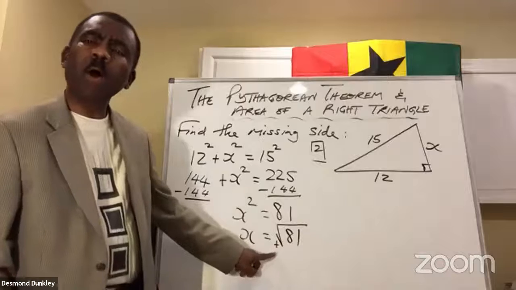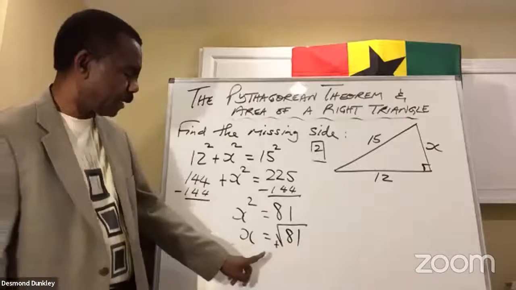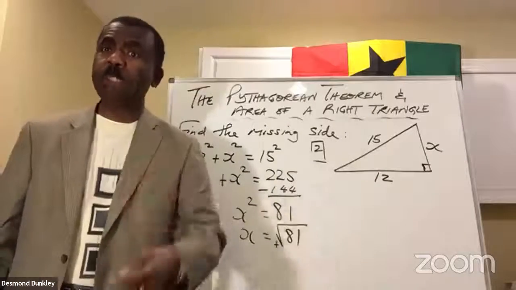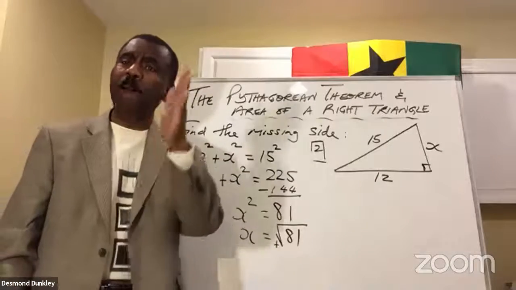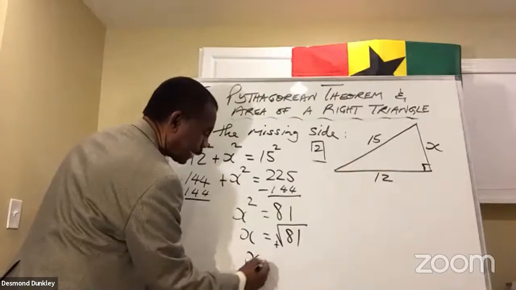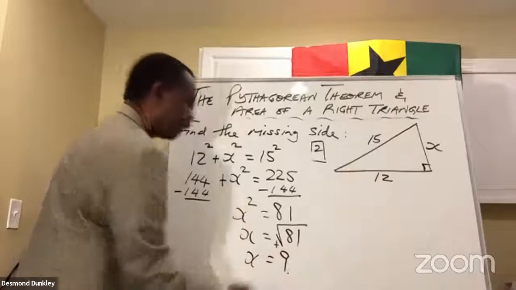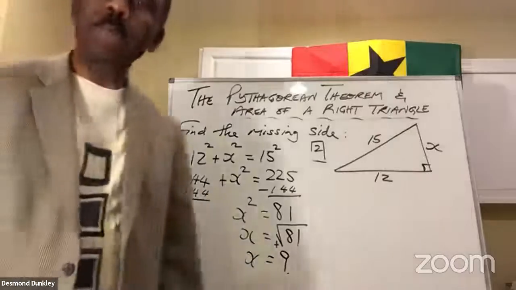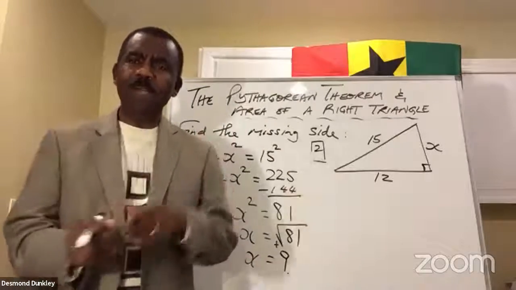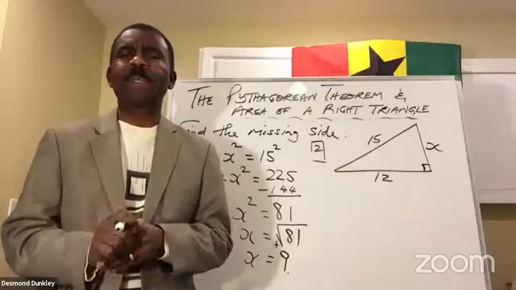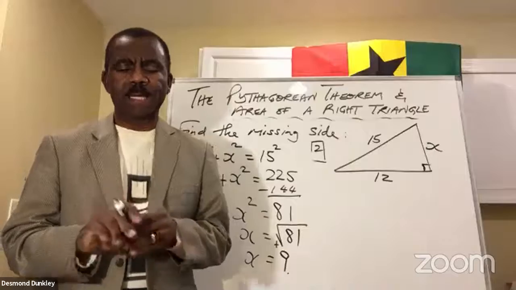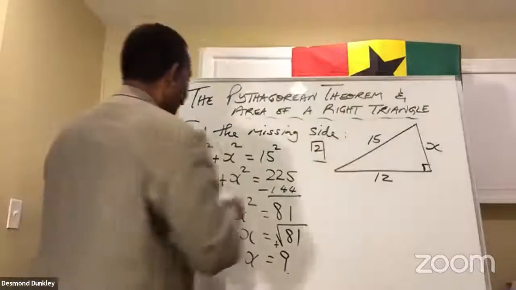You will not often see the plus because most people will not put the plus, but I'm just putting the plus for emphasis so you understand that we're looking for the positive root only. And that, of course, means that x is equal to 9. Okay, pretty cool. So again, if you have a right triangle and you have any two sides, you can find the missing side. Okay?